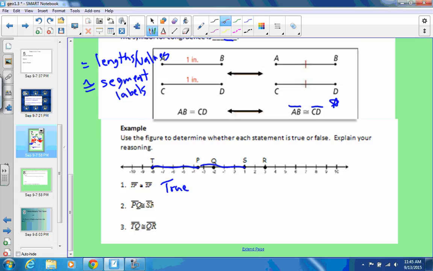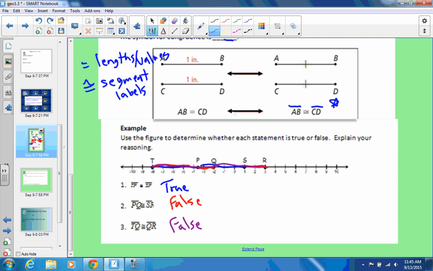Second one. PQ, is that congruent to SR? PQ and SR, 1.5 and 2. Nope. Sorry, it's false. And the last one, TQ and QR. TQ and QR. 1, 2, 3, 4, 5. 1, 2, 3, 4, 5, 6. False. Not the same. All right, very basic stuff, just talking about segment addition.